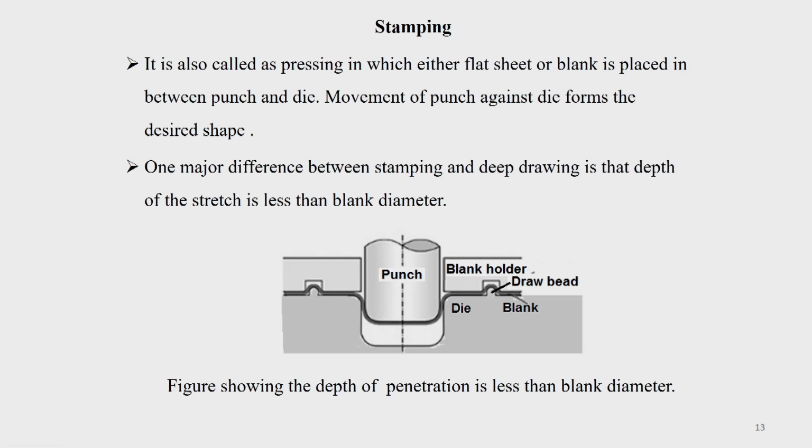When you look at stamping, there is only one difference. In this case, the depth, the height of the sidewall movement, is much less compared to the diameter of the punch. It is also called pressing, in which a flat sheet or blank is placed between the punch and the die, and movement of the punch against the die forms the desired shape. One major difference, as I said, is that if the depth of the stretch is less than the blank diameter, then you call it stamping. Otherwise, the process is the same, the machine will be the same, only the terminology is different.